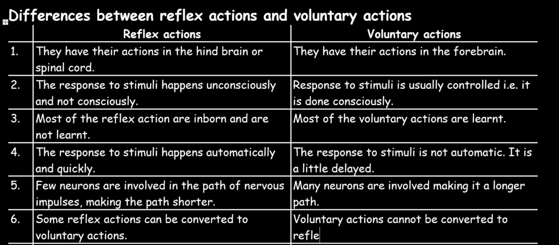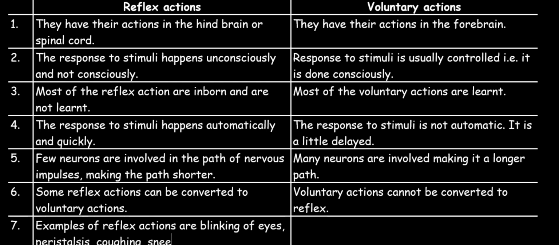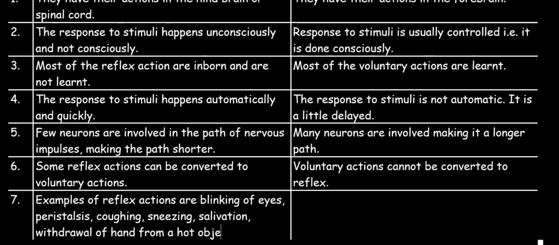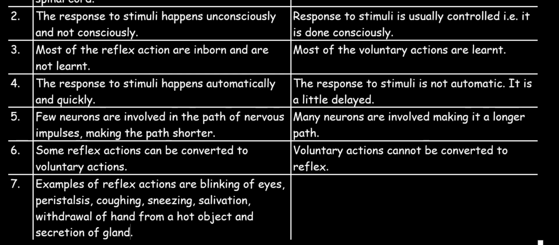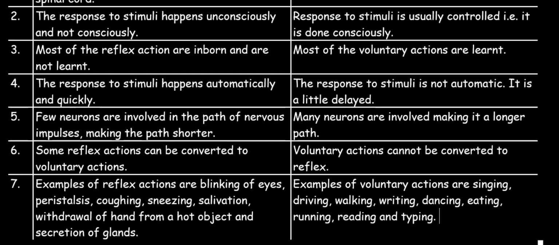The next thing we look at is the types of reflex action and types of voluntary action. Examples of reflex actions are blinking of eyes, peristalsis, coughing, sneezing, salivation, withdrawal of hand from a hot object, and secretion of glands. Examples of voluntary actions are singing, driving, walking, writing, dancing, eating, running, reading, and typing. So this brings us to the end of our teaching in this video.